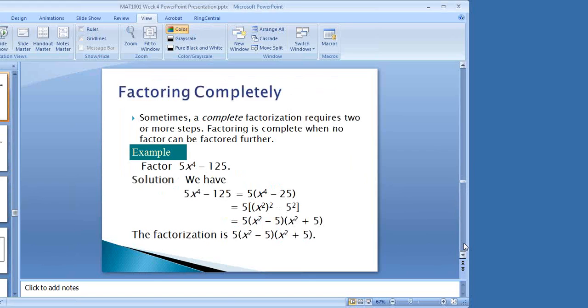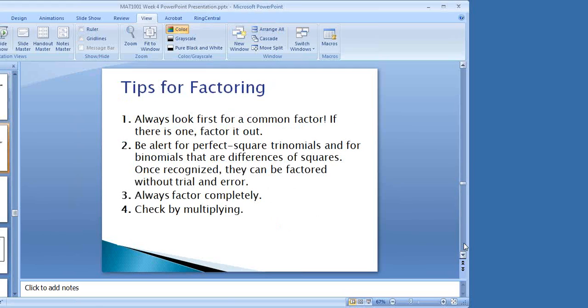So many examples. Okay, more factoring completely. This one we factored out a greatest common factor of 5, and we were left with x to the 4th minus 25, which might look scary, but remember x squared times x squared is x fourth, so we're going to be okay. And we can go all the way down to 5 times x squared minus 5, x squared plus 5. Can't go any farther than that.